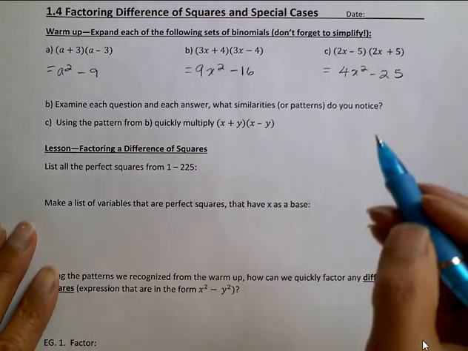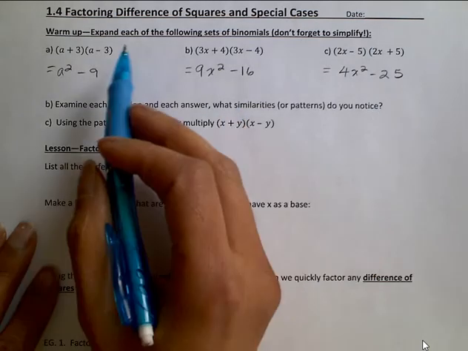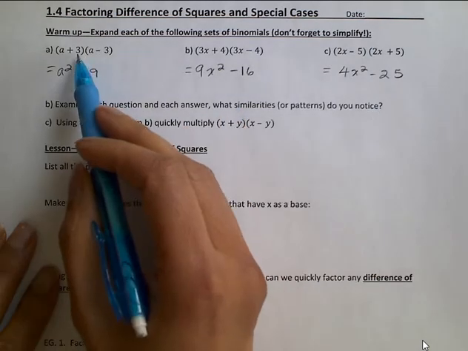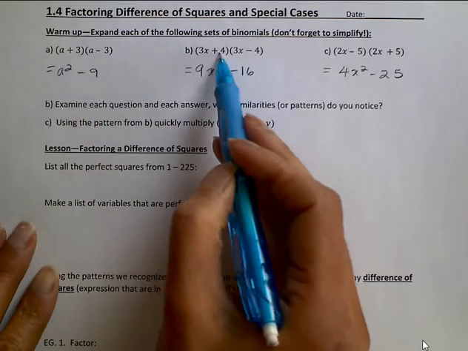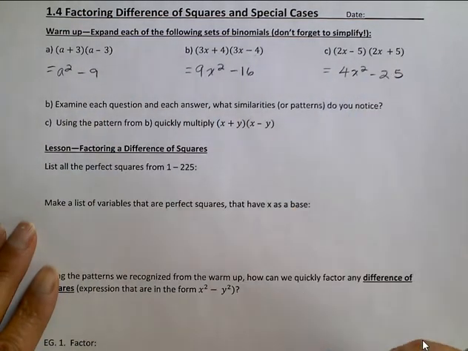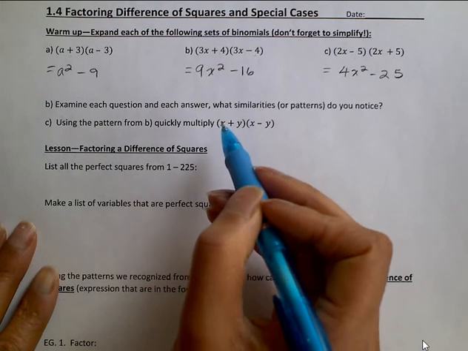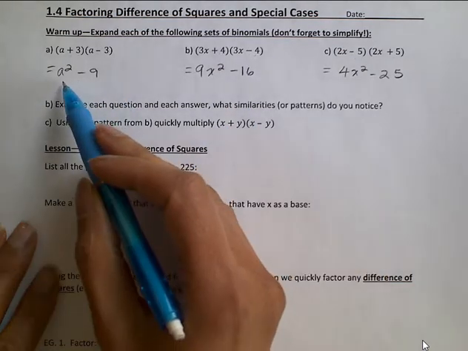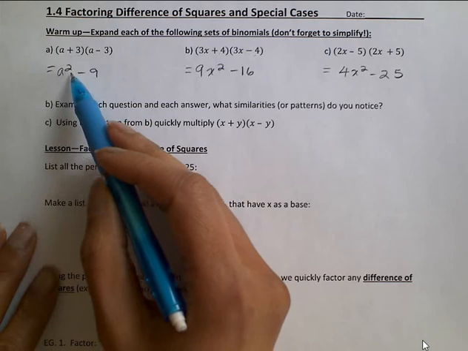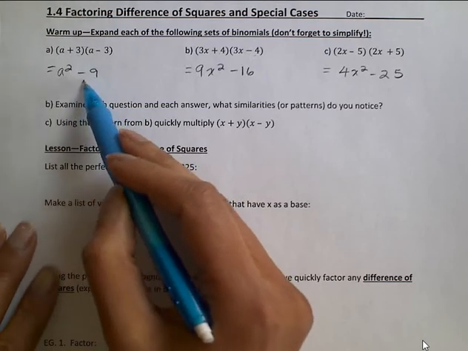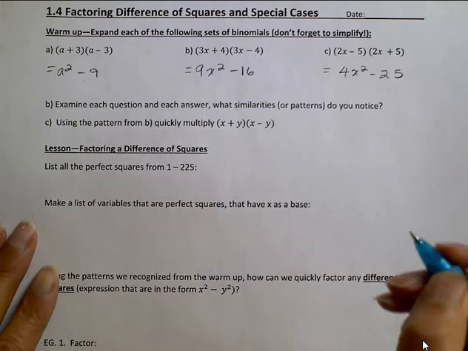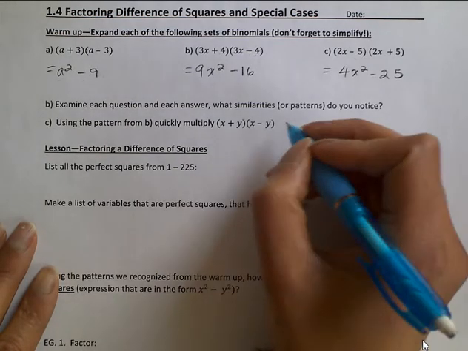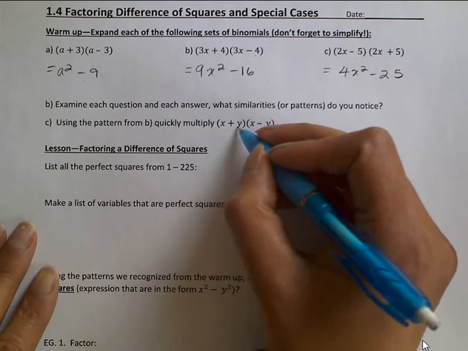So what you should have noticed is that in the questions, the two binomials are exactly the same. The only differences are the signs in between them. Okay, they have opposite signs. And we can see that they always multiplied to a pattern where we have the first term squared minus the second term squared in each of them. So that allows us to quickly multiply something that's in the form of x plus y times x minus y.